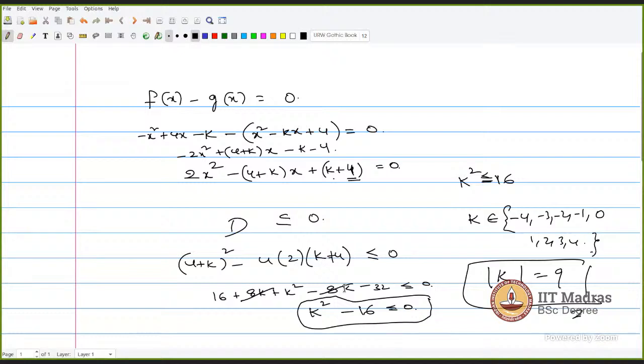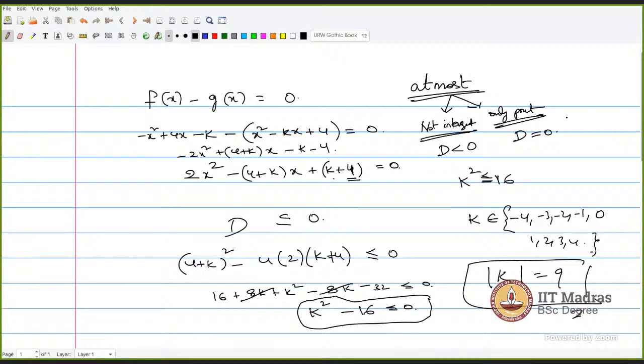Sir, but it is written at most 1 point. So that means these two curves intersect at only 1 point, right? This is at most, right? Okay, at most can be either it will not intersect, or if it intersects, it will intersect at only 1 point, right? Not intersecting is discriminant less than 0. Only 1 point is discriminant equal to 0.